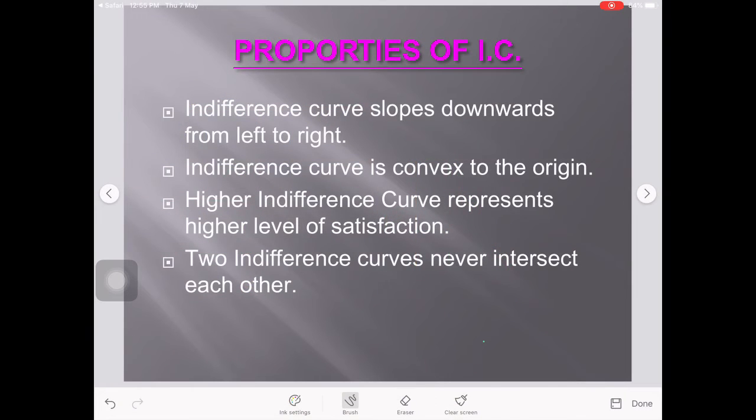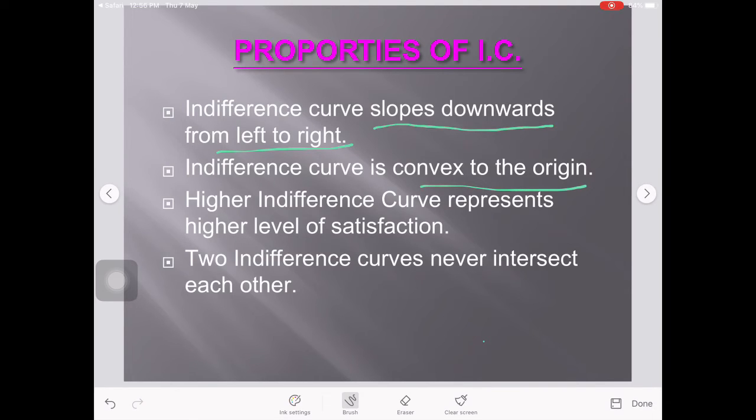Now, let's discuss the properties of indifference curve. There are four properties of indifference curve. First one is that the indifference curve slopes downwards from left to right. Second one is that the indifference curve is convex to the origin.